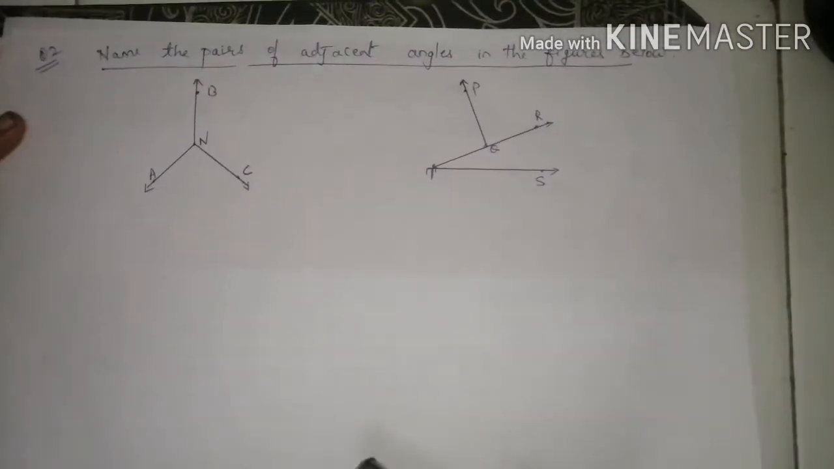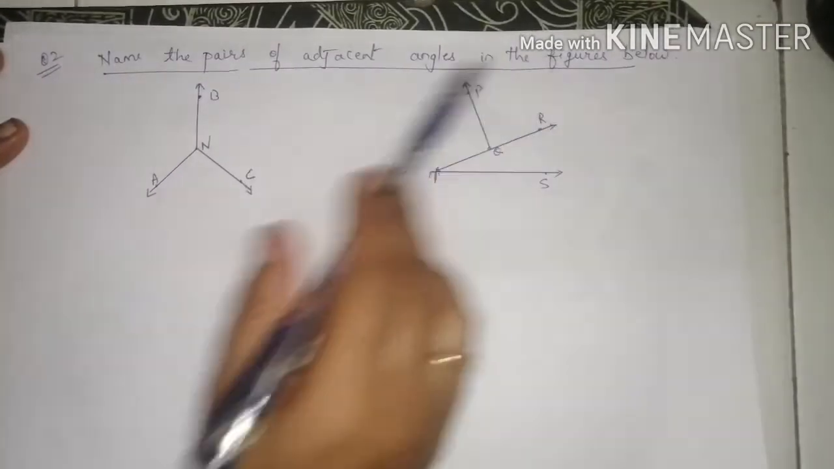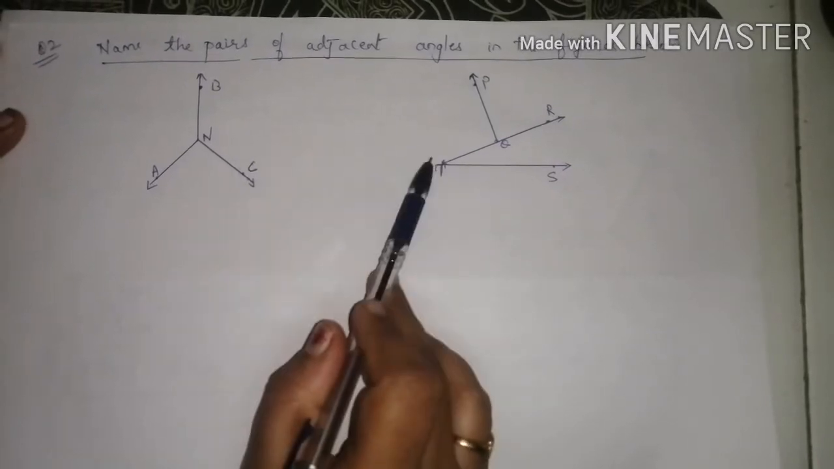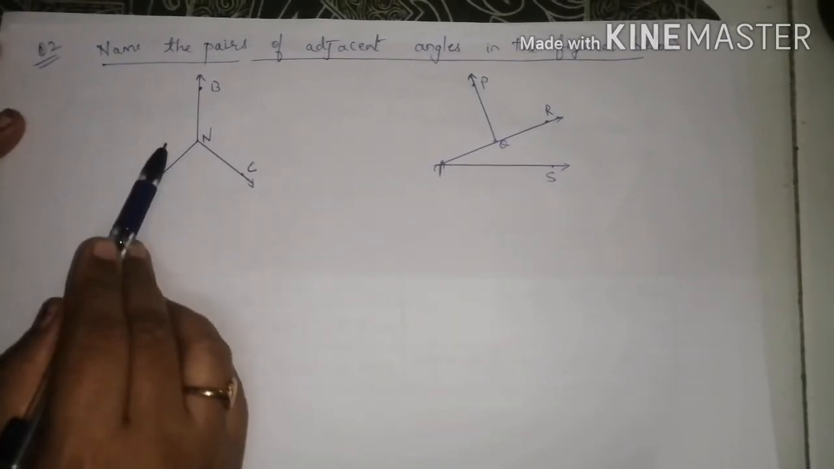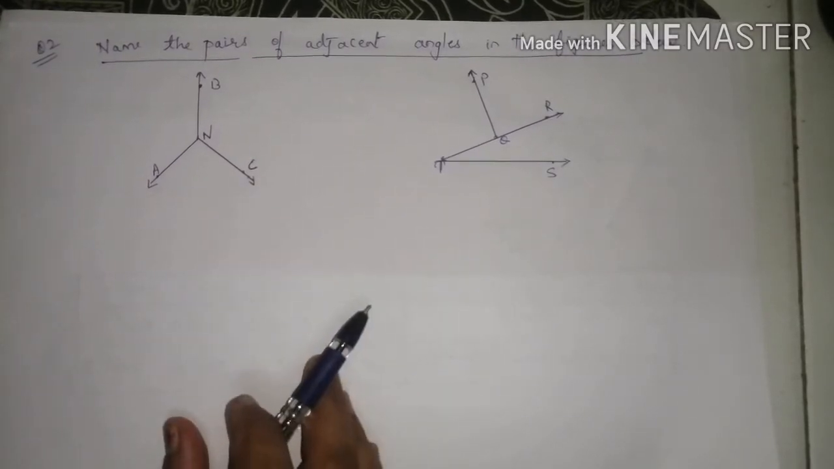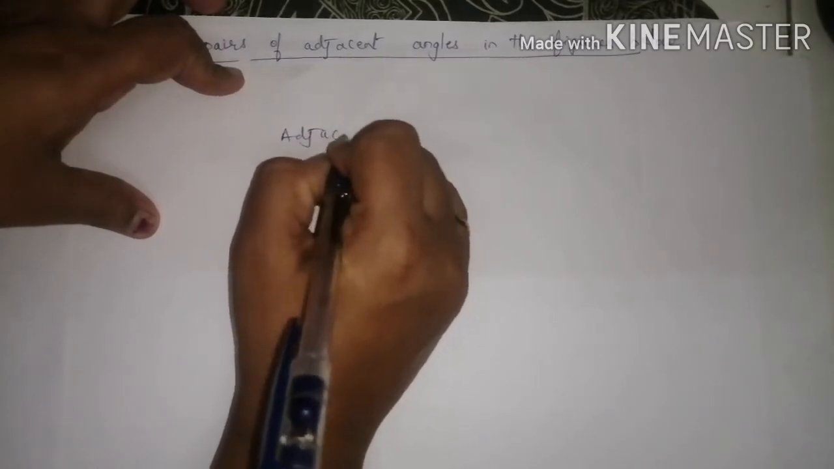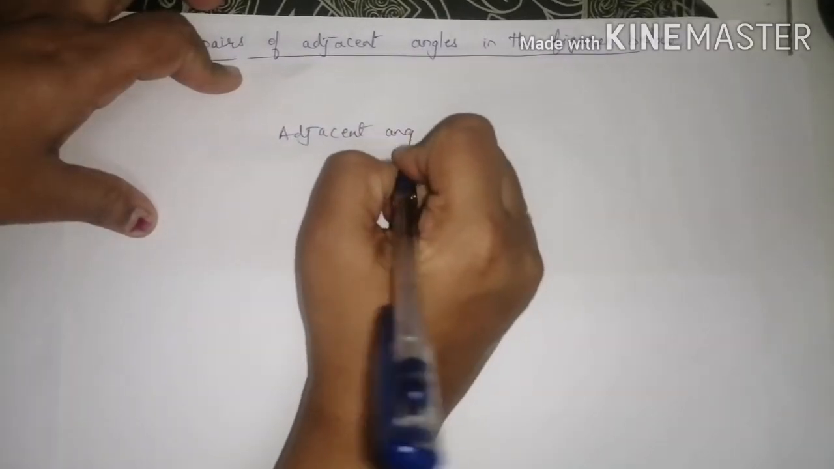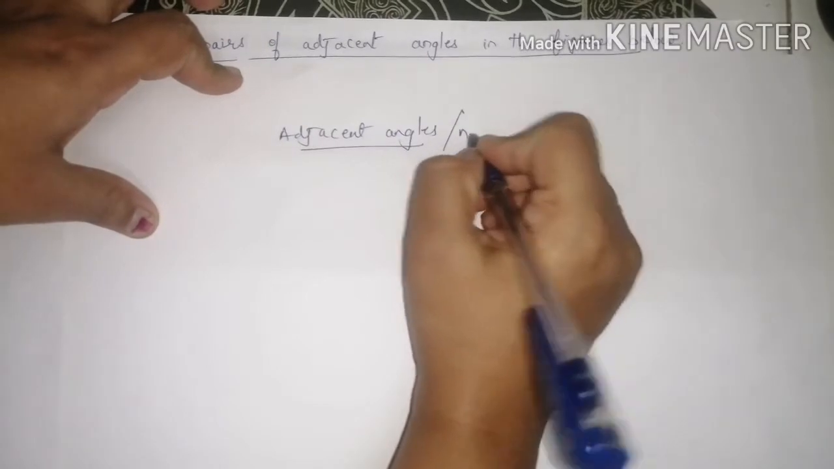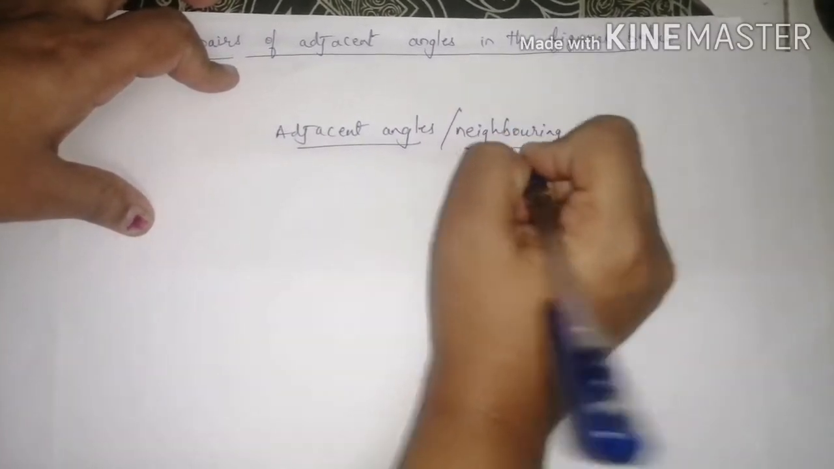Question number 2. Name the pairs of adjacent angles in the figures below. These two figures are given. Let's find out pairs of adjacent angles. Now what are adjacent angles? Adjacent means we can call them neighboring angles also. Adjacent or neighboring, they are nearby each other.